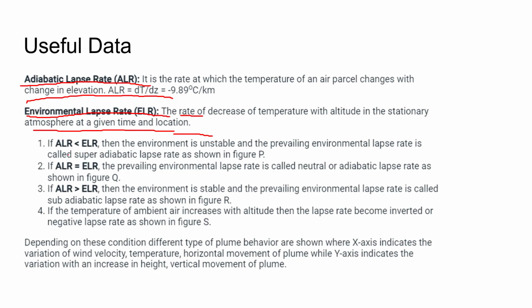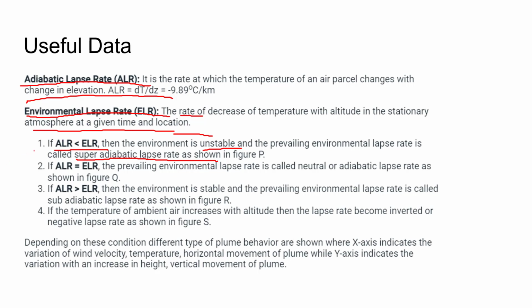So there will be 4 conditions. Accordingly this air plume will take a shape. If ALR is less than ELR, then the environment is unstable and the prevailing environmental lapse rate is called the super adiabatic lapse rate, as shown in figure P. I will show you the figure.